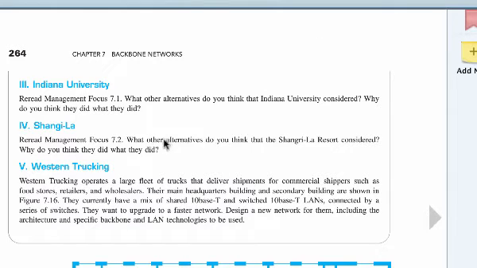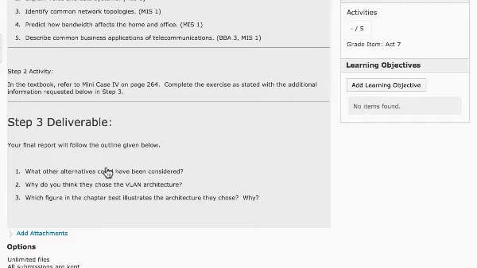The questions are: what other alternatives do you think they considered, and why do you think they did what they did? Those are 2 questions you're going to answer, and they're written here. And then the final one that I've added is: which figure in the chapter best illustrates the architecture that they chose and why? So you have to answer the first 2 questions, review the chapter, decide which model they went with, and then explain why you think this is the model that matches what they have chosen. So that's your activity for the week.